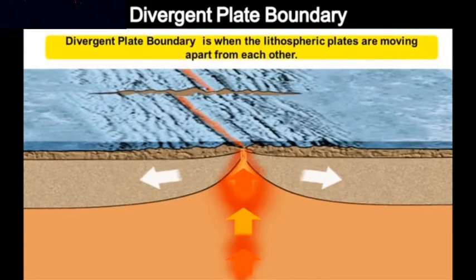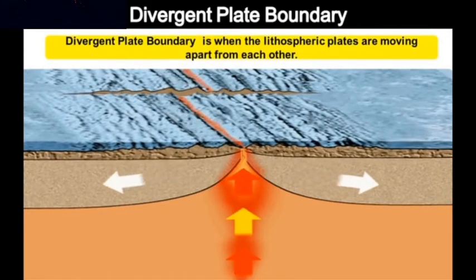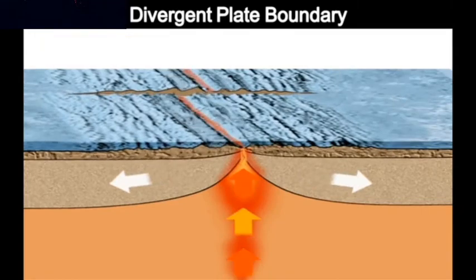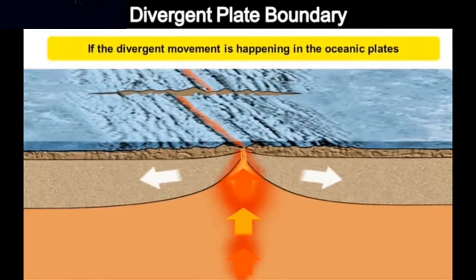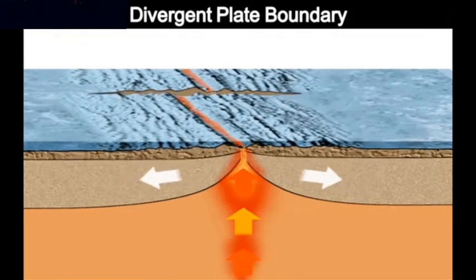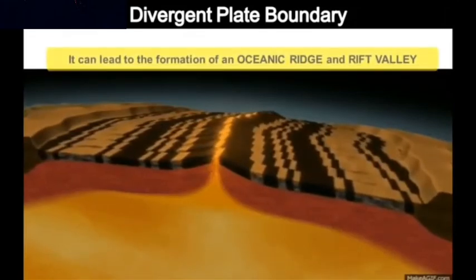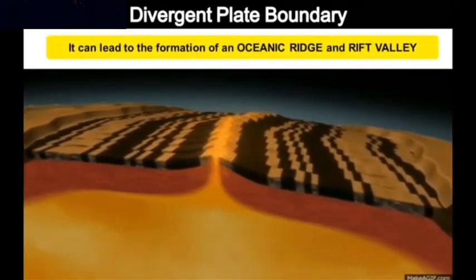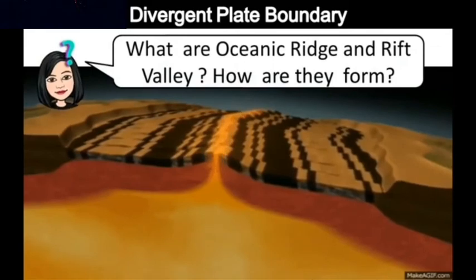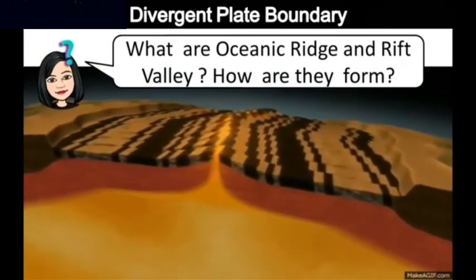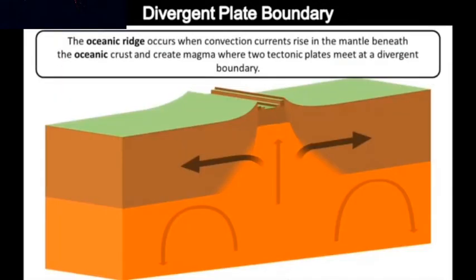Divergent plate boundary is when the lithospheric plates are moving apart from each other. If the divergent movement is happening in the oceanic plates, it can lead to the formation of the oceanic ridge and rift valley. What are oceanic ridge and rift valley? How are they formed? The oceanic ridge occurs when convection currents rise in the mantle beneath the oceanic crust and create magma where two tectonic plates meet at a divergent boundary.